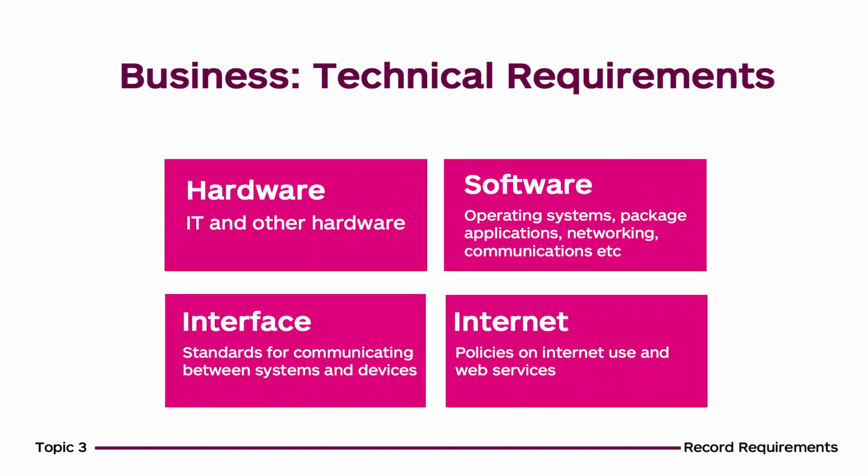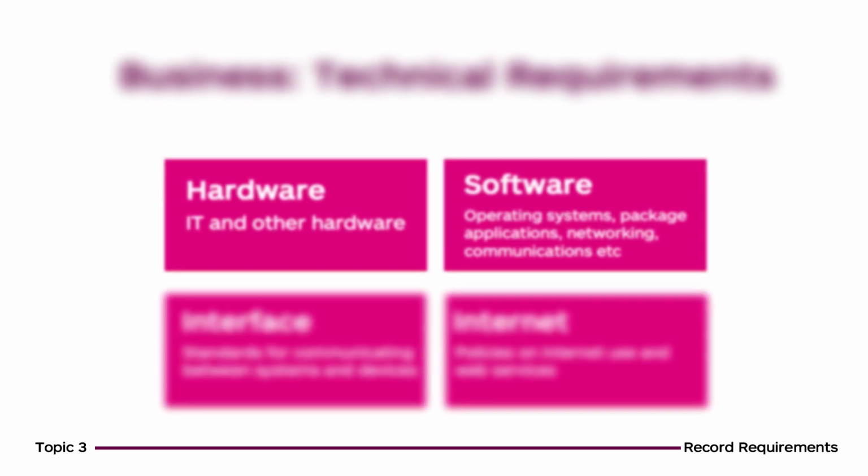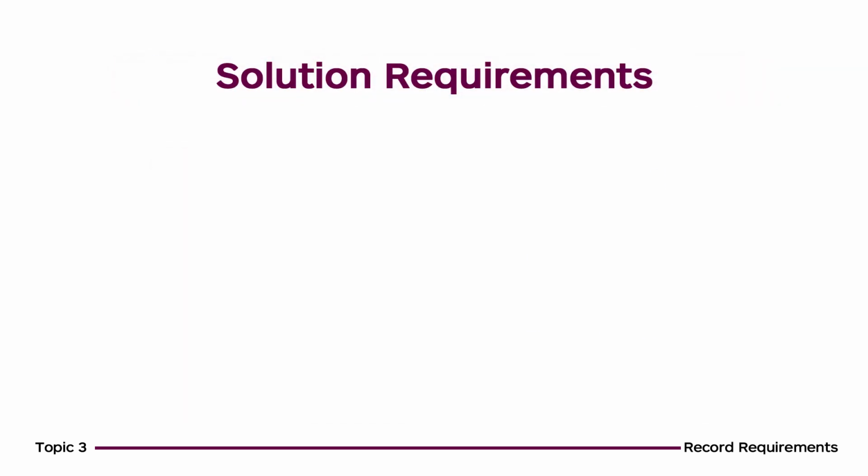Now, let's talk technical requirements. These are all about the hardware, software, and interfaces your business needs. For example, if your company needs a high-speed network, that's a technical requirement. Or if you're developing software, you'll need to think about the operating systems it has to support and how it will communicate with other systems.